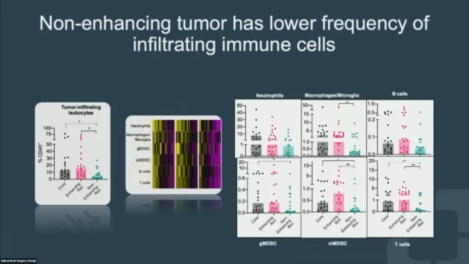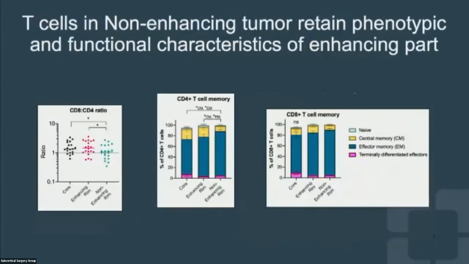Some interesting result is in the non-enhancing portion of the tumor. We realized that we have fewer immune cells, and from different subtypes, from the MDSCs to T cells to macrophages, compared to enhancing rim and central core.